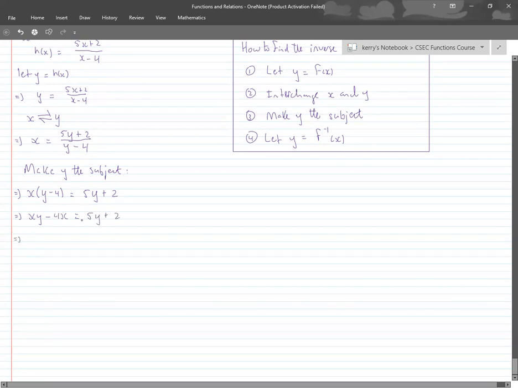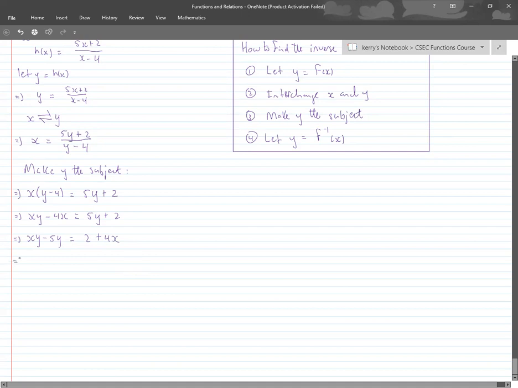Now we need to get all the y's on the same side, right? So now this here is plus 5y. If we take away 5y from both sides, it becomes xy minus 5y. And if you minus 5y from this side, this and this cancel. Now I can add 4x to both sides because I don't need this 4x here. So this is take away 4x, and for me to get it to the other side, I have to add it to both sides. So this becomes 2 plus 4x.